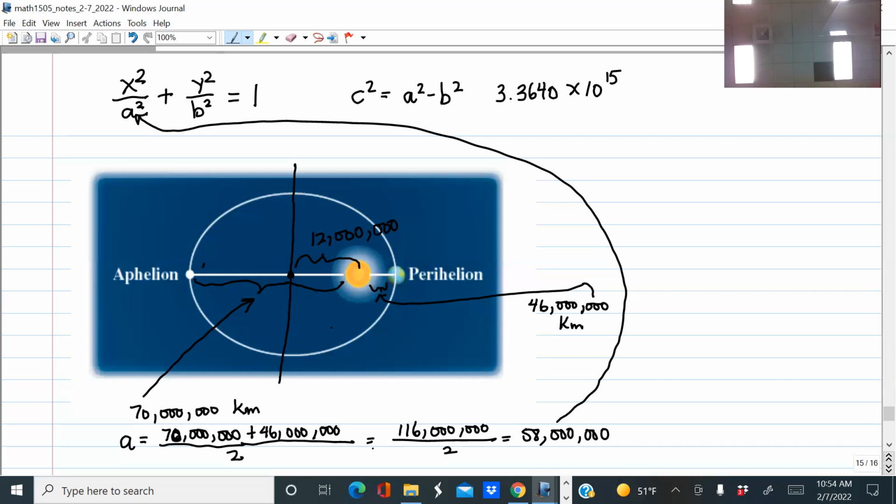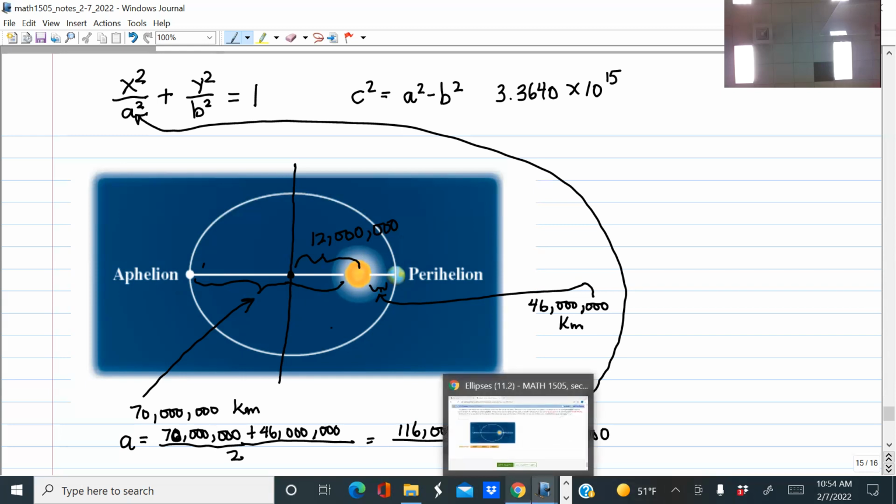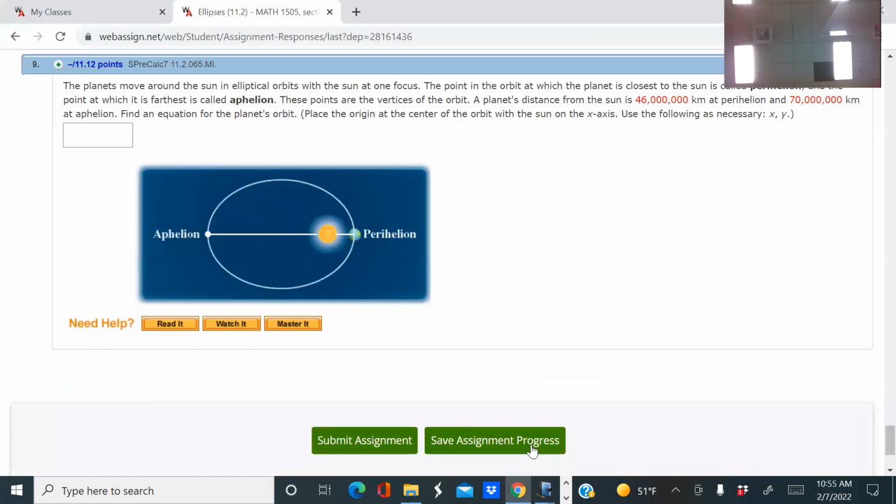finish off the equation. Okay. I'll barely see that. That's 12 million, C. Okay, so just a heads up on that problem at the end of that, that's the last problem in the ellipse homework.